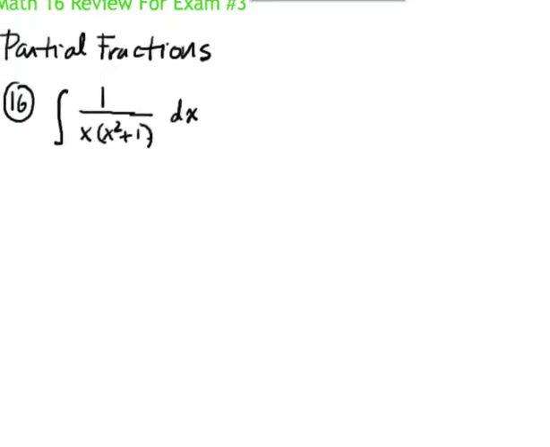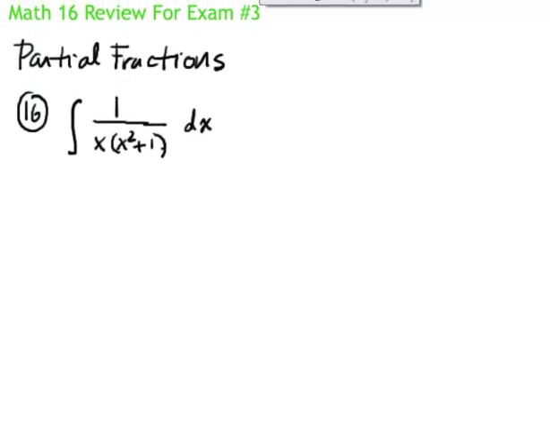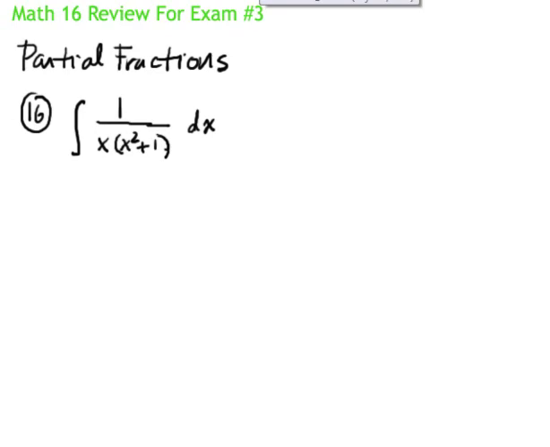Okay, questions 16 and 17 use the method of partial fractions.